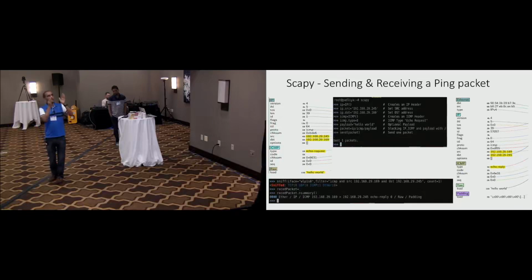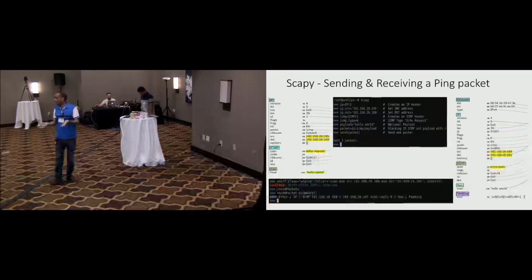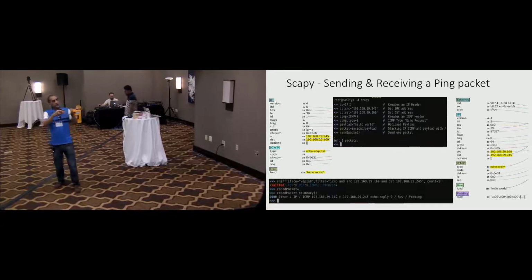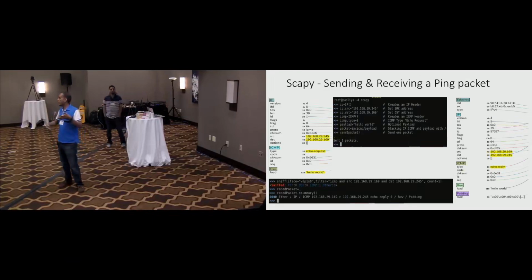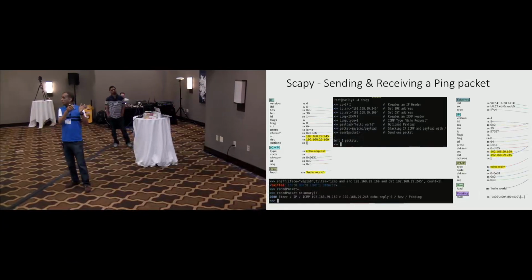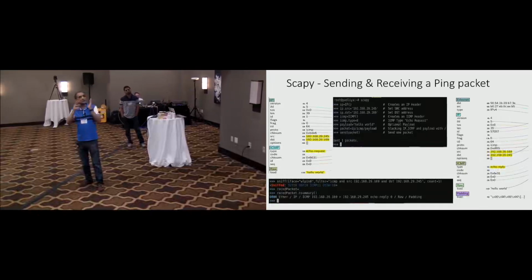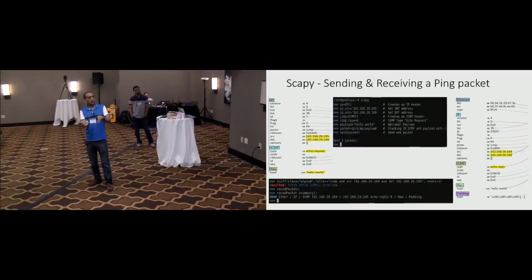On the top, create an IP packet, show the source, destination, ICMP, that ICMP type, put a payload if you want to, and then construct the packet by putting a slash between all the different constituents, and then use the send of SCAPI to send that packet over the wire. And on the other side, you are sniffing it, and you are getting the packet on it.